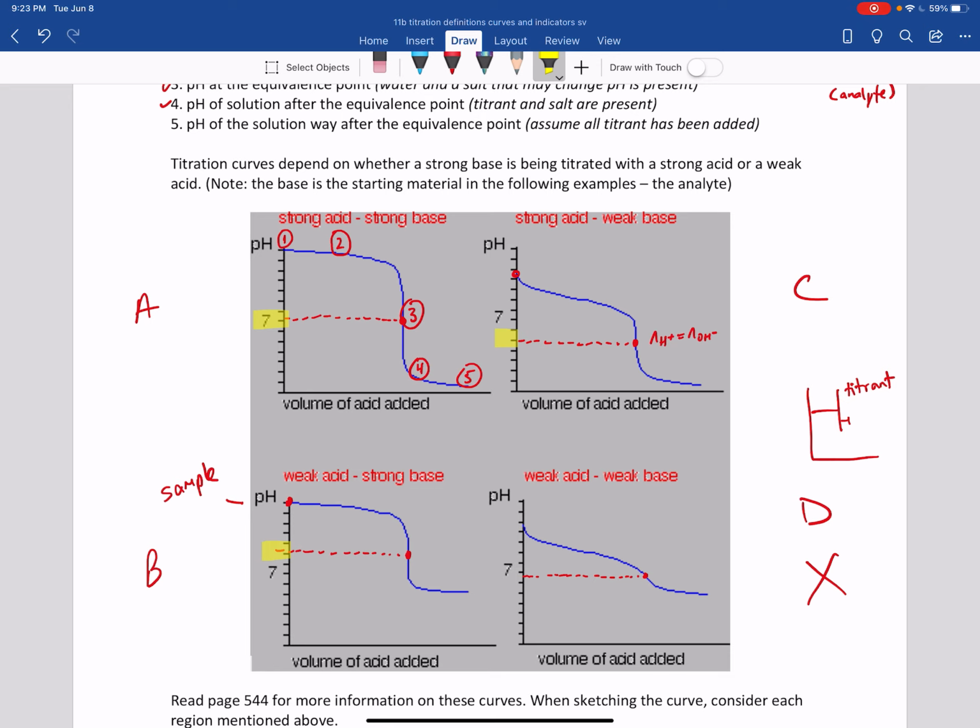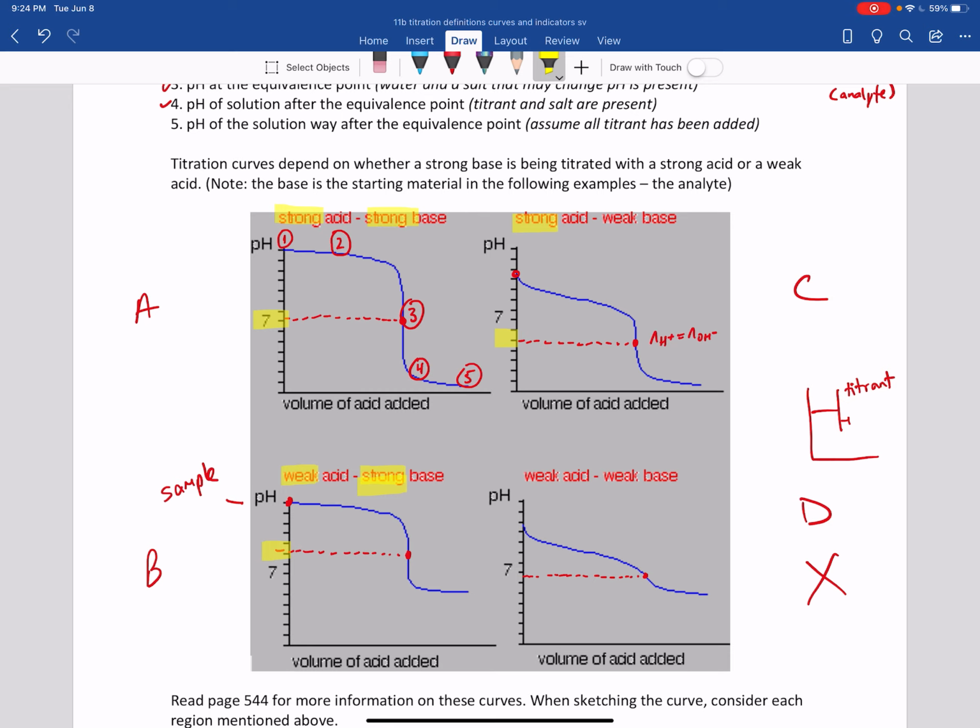So again, pause and try to determine the pattern based on what's involved and the pH at the equivalence point. Once you've done that, you should notice that in scenario A both are strong and the pH is 7. In scenario B, the base is strong and the pH is above 7. In scenario C, the acid is strong and the pH is below 7. So in general, the strong species will determine the pH at the equivalence point. And that's a very important property.